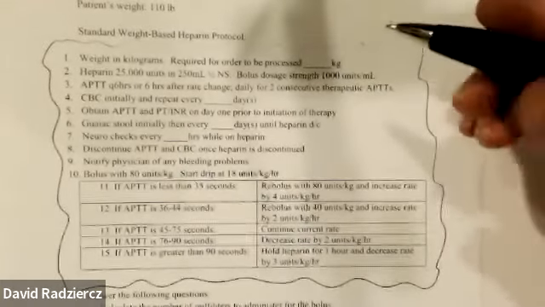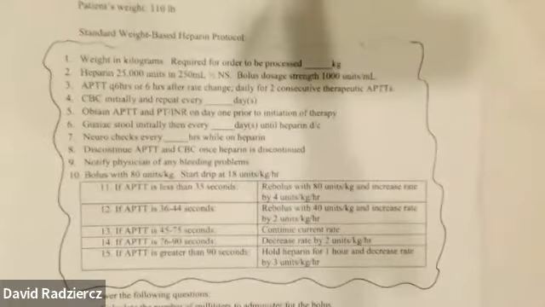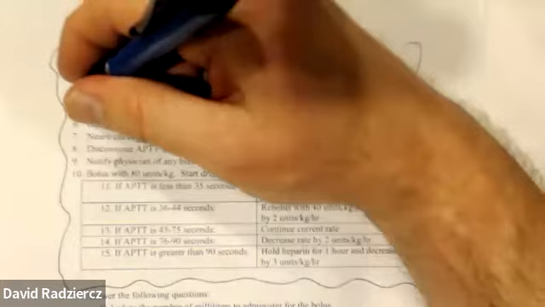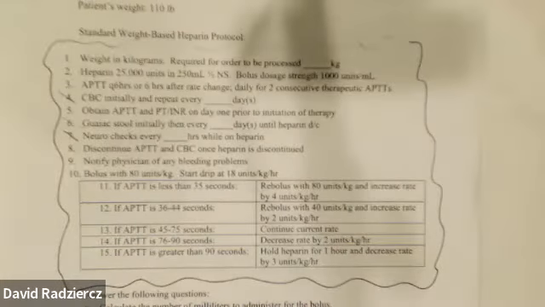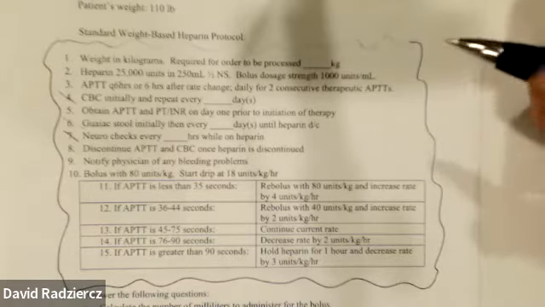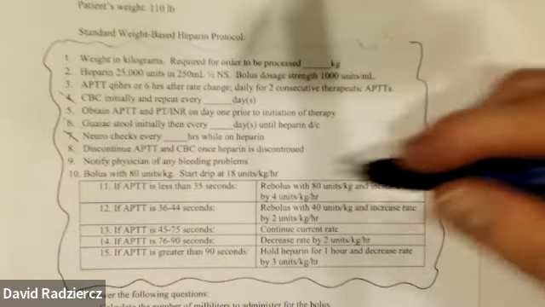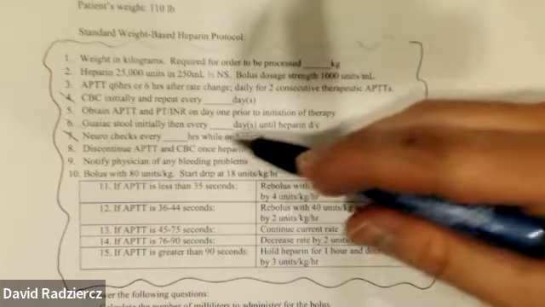When we look at the protocol, there's a couple things in here that we don't need to worry about. We don't need to worry about the CBC. We don't need to worry about the GI stool. We don't need to worry about the neurochecks. Those are all important in a clinical setting, but for the math part of these things, we don't need to worry about those things.